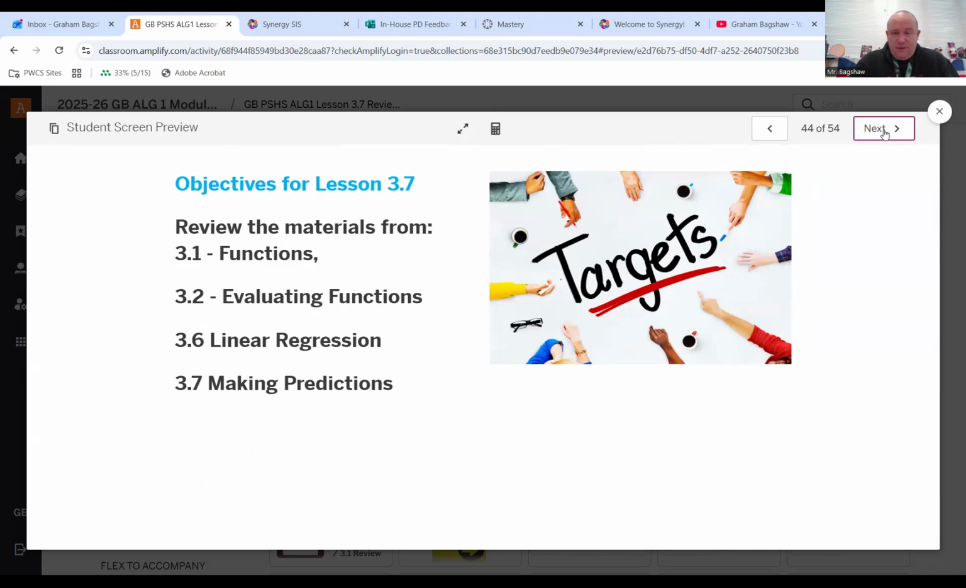So yeah, there's 12 questions on the test that you're going to take today. The group, like I said, 4 on functions, 4 on evaluating functions, 2 graphical, 2 algebraically, and then there's 2 questions on linear regression and 2 on making predictions. But essentially, this is the same topic, really.